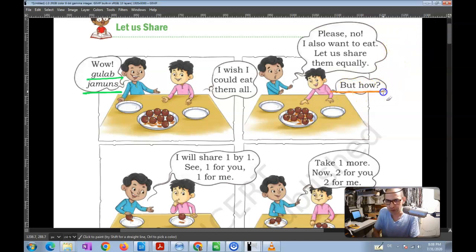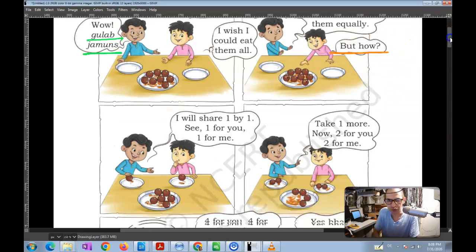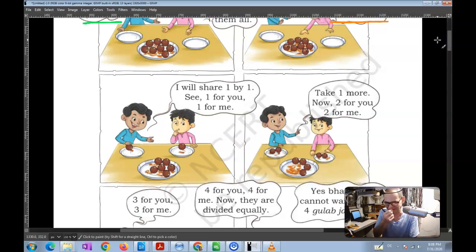But they don't know how to divide them, so they decide to share one by one, meaning that they do not know in advance how many they're going to get each. So what they will do is, one of the gulab jamuns goes to the first one, another one goes to the second one, and there are some left over here.